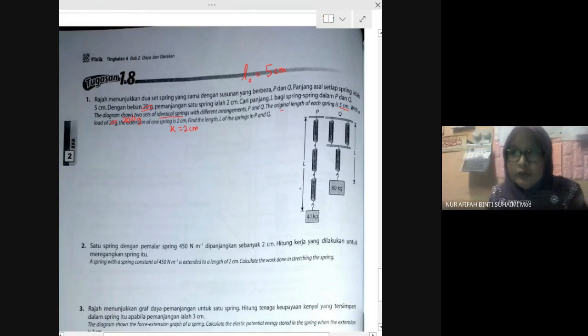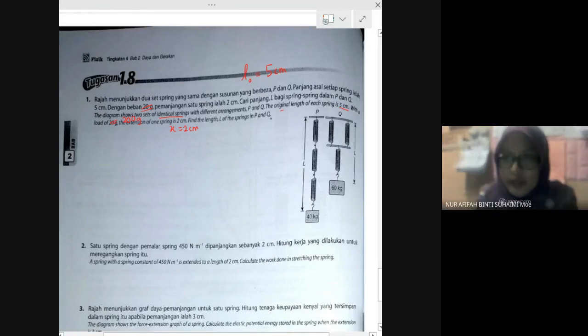Okay, now find the length L of the springs in P and Q. Where is L? So L is the length for the whole system in P and in Q. Dia nak cari panjang keseluruhan when we put load. Okay, now how to find this one?